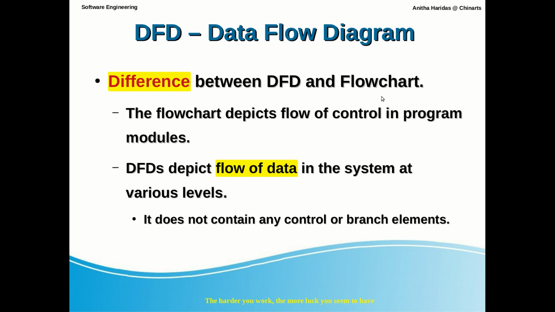Most of the time, with the notations used in a data flow diagram like rectangles, arrow marks, etc., we may get confused, as all these symbols are used in flowcharts also. So don't be carried away by the symbols used in a data flow diagram. It is totally different. A flowchart depicts the execution flow, whereas a data flow diagram depicts the data flow.